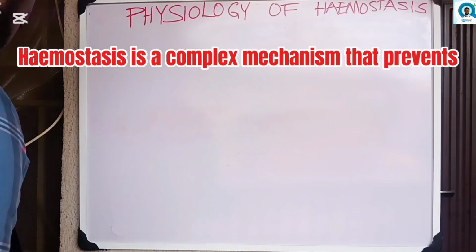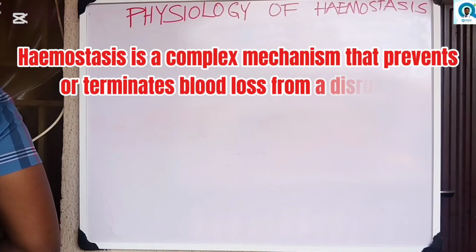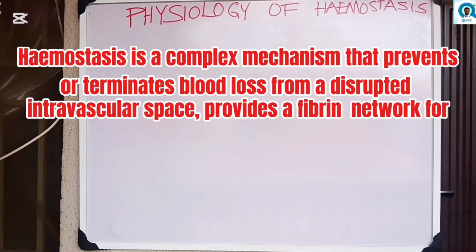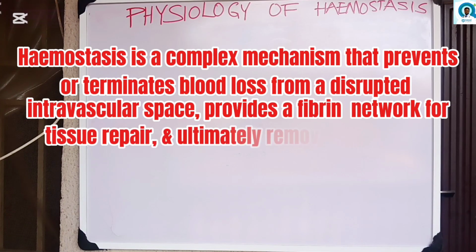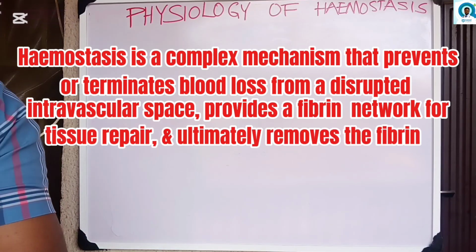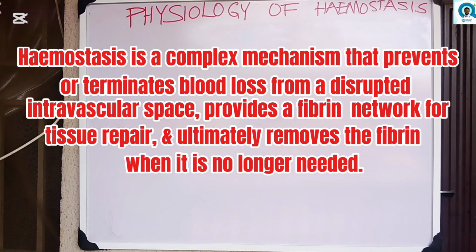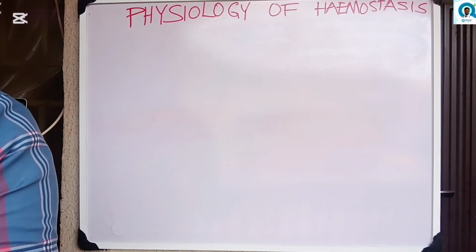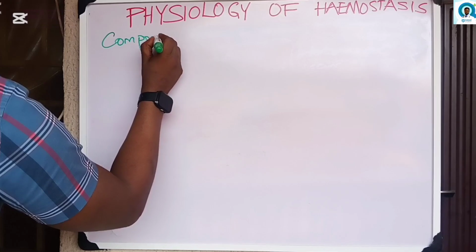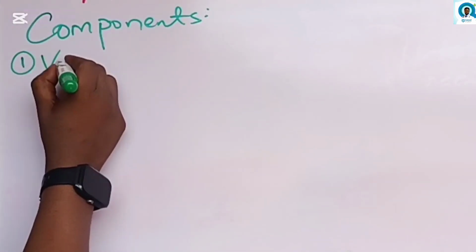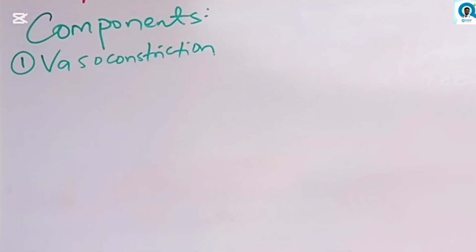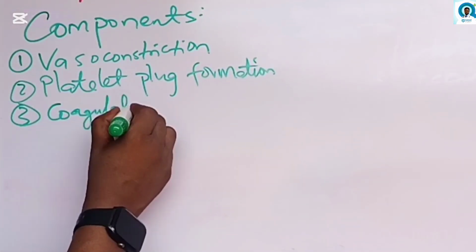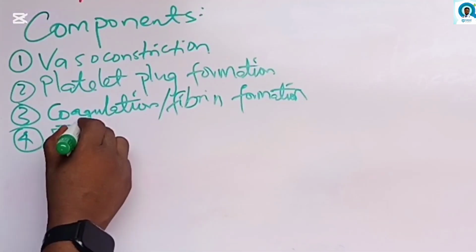Hemostasis is a complex mechanism that prevents or terminates blood loss from a disrupted intravascular space, provides a fibrin network for tissue repair, and ultimately removes the fibrin when it is no longer needed. It is achieved through 4 interconnected mechanisms. That is, vasoconstriction, platelet plug formation, coagulation or fibrin formation, and fibrinolysis.